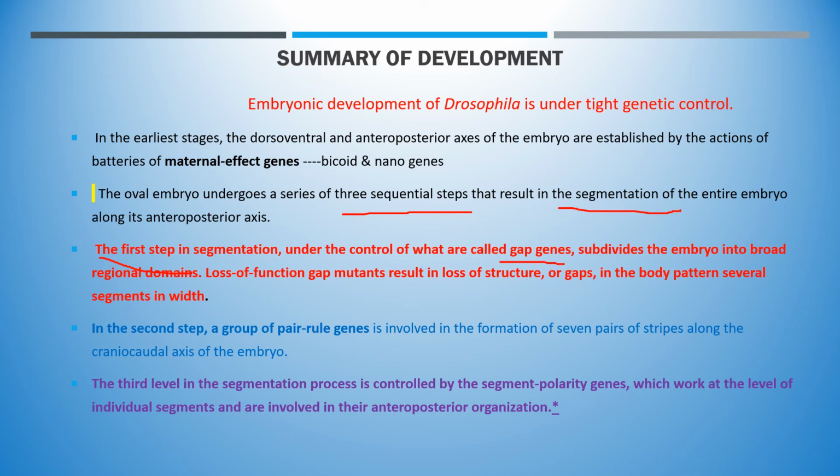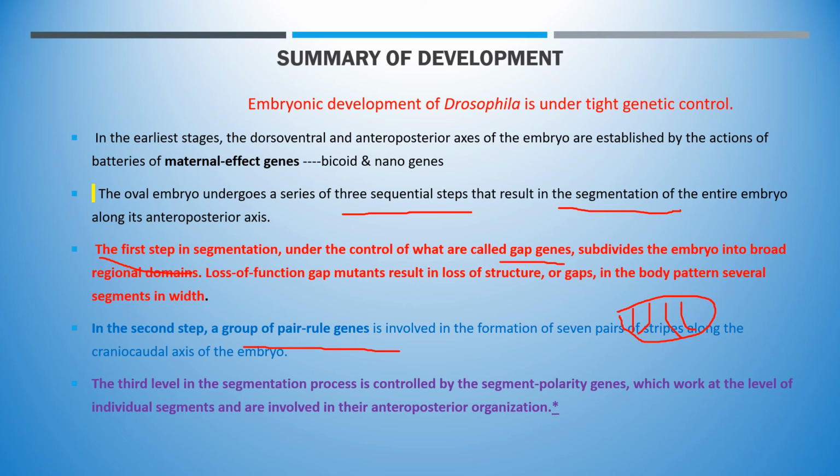The second step is that a group of pair rule genes, I have told you the hierarchy, MPGS: maternal, pair rule, gap and segment polarity. So after the maternal genes, the pair rule genes are involved in the formation of 7 pairs of stripes along the axis of the egg. Suppose this is the egg I am just drawing here, and it forms several bands in the egg. So this is the role of the pair rule genes.